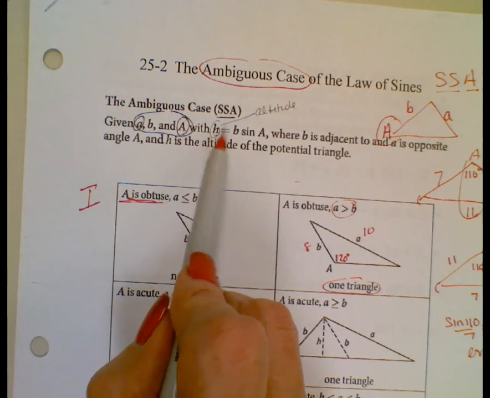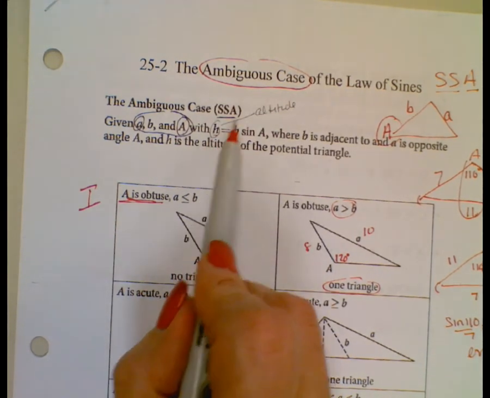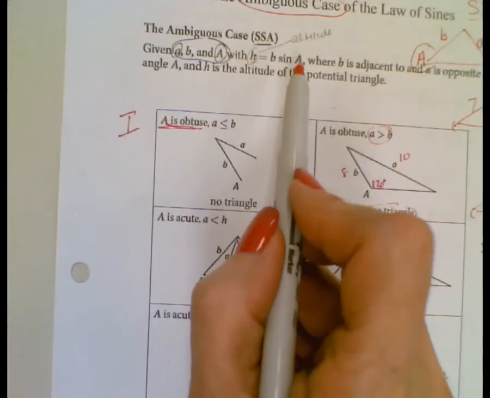Now, height or altitude comes into play on this next part. The altitude or the height is found by taking B sine A. So for example, I'm going to draw another triangle up here.